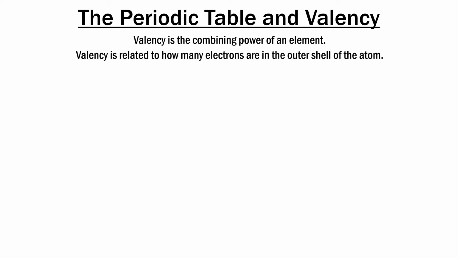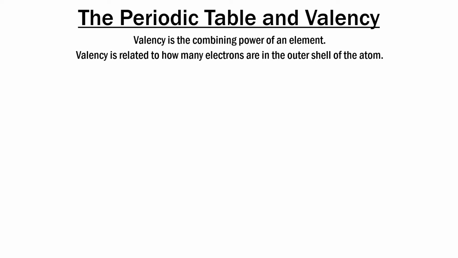Having recently talked about the periodic table and studying ionic bonding at the moment, I think it's important that we talk about the periodic table and valency. What is valency? Valency is the combining power of an element. So how many electrons are involved in bonding for that element? It's related to how many electrons there are in the outer shell of the atom.